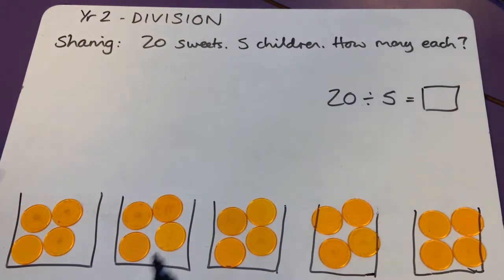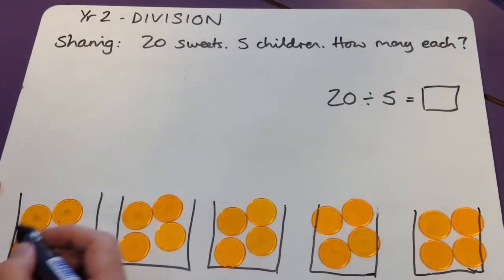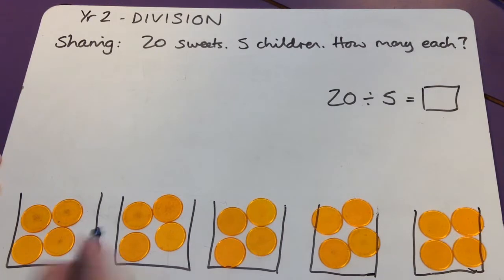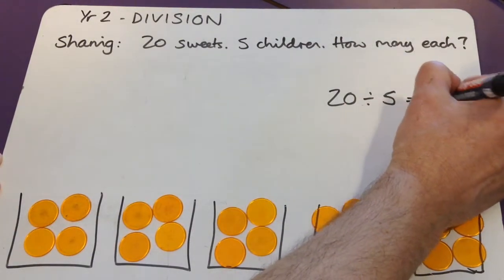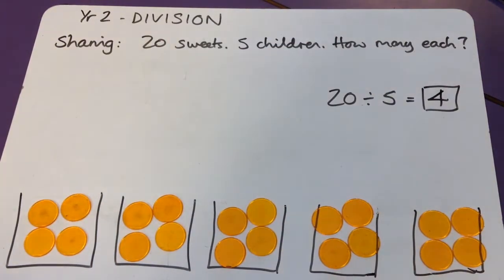So we've had 20 sweets. We've shared them out between 5 people, and each person has got 4 sweets in their pot. So 20 divided by 5 is 4. And that's how we continue with division in Year 2, consolidating the difference between grouping and sharing.